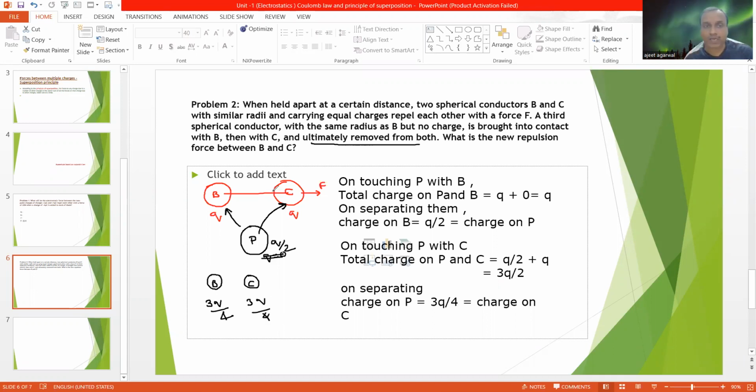Sorry, charge on B was Q by 2, na? Charge on B was Q by 2 because you are not touching B and C, na? You have touched P to B, the charge will be half, and if you touch P to C, charge will be 3Q by 4, 3Q by 4. Now you have to calculate the net force between Q by 2 and 3Q by 4.